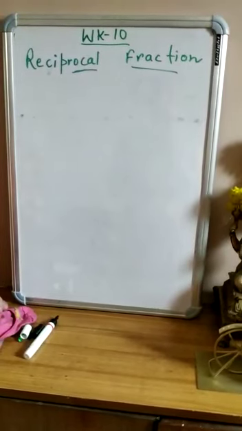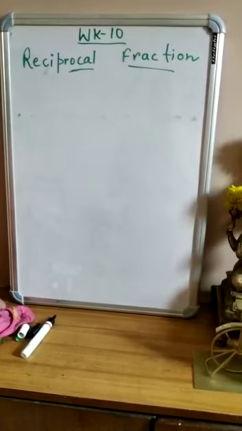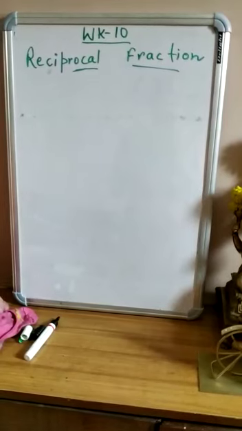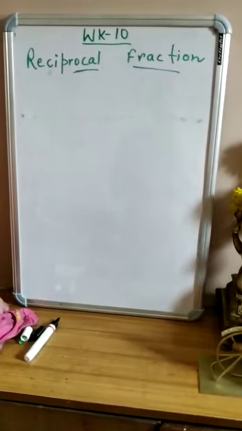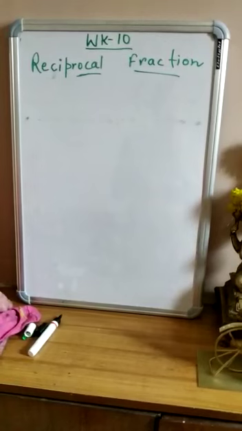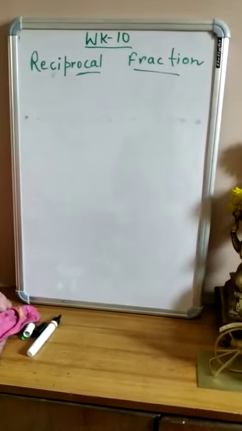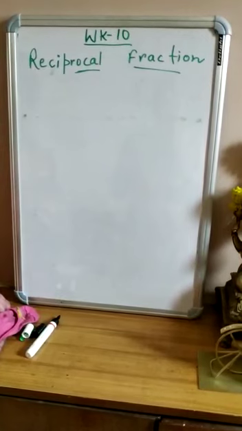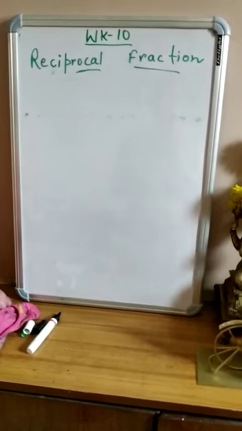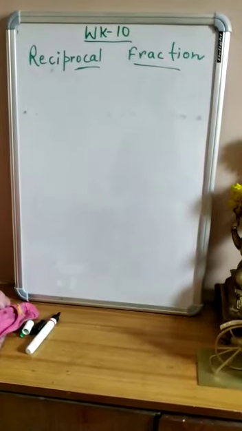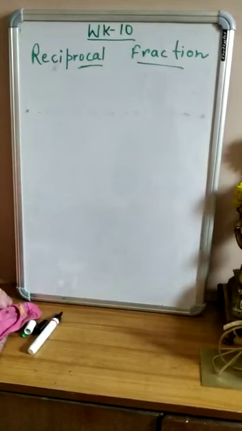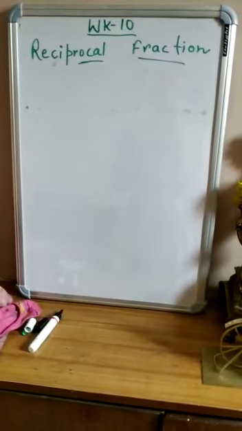Now, children, in the previous class, I discussed the conversion of a fractional number into the lowest term, then comparison, ascending and descending order arrangement of fractional numbers, and then addition, subtraction, and multiplication of fractional numbers. I also discussed the properties of multiplication, and the word problems related to addition, subtraction and multiplication of fractional numbers. So children, today I am going to start with the new topic, reciprocal fraction.